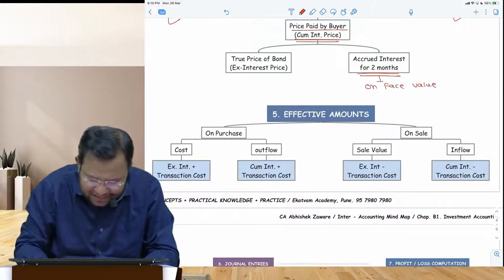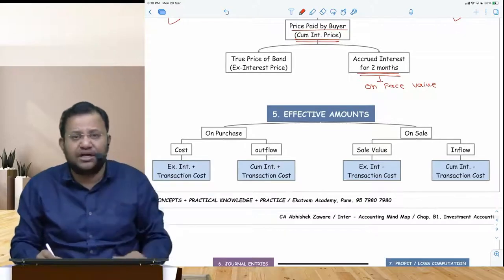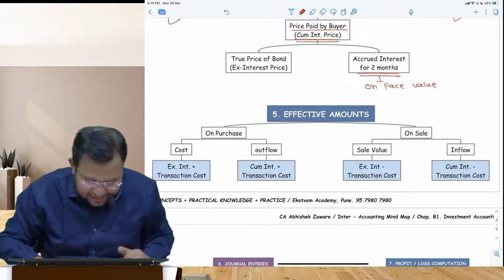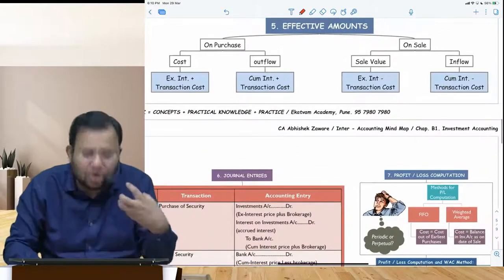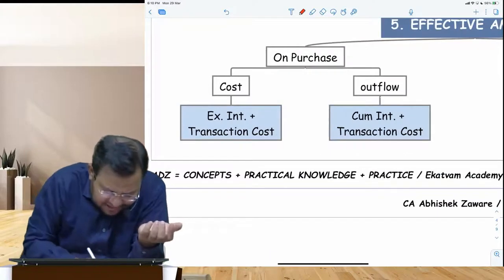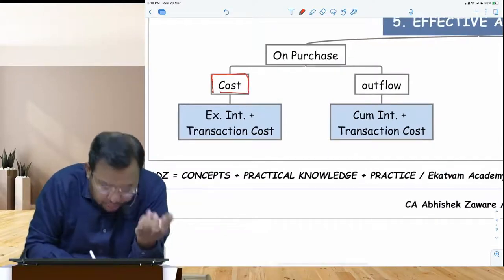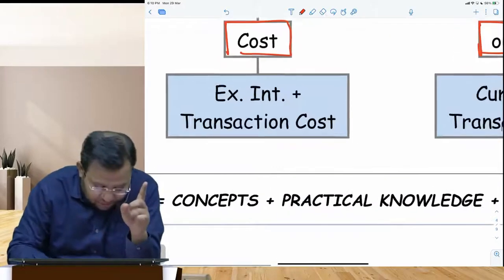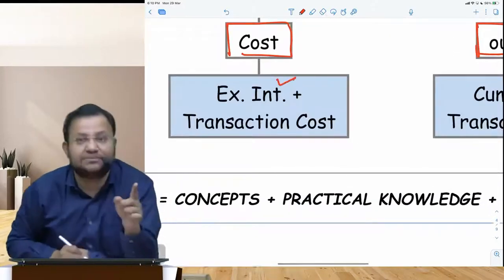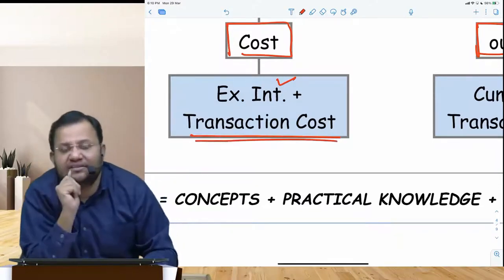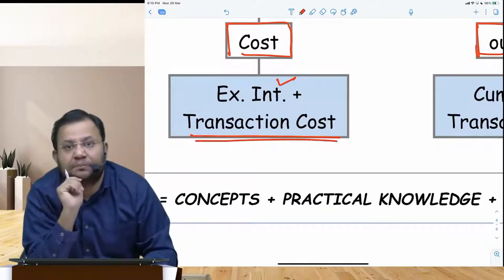So you can do calculation in terms of months or you can do calculation in terms of dates. In exam, prefer months, calculations become easy. So whenever you do a transaction in debt, on purchase, the cost to you and the amount that you pay are different things. The cost to you is ex interest price plus the transaction cost. Now, while calculating transaction cost, the key point that comes up is brokerage.